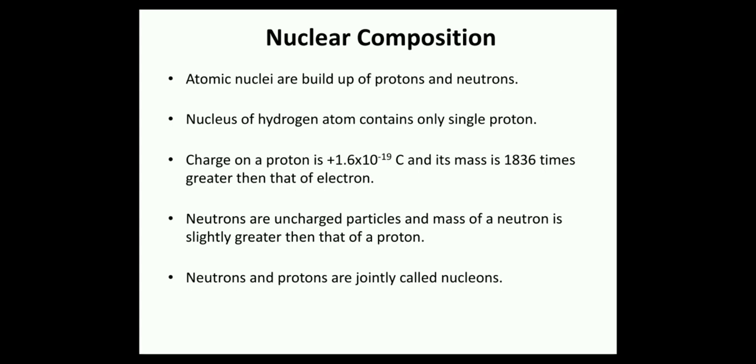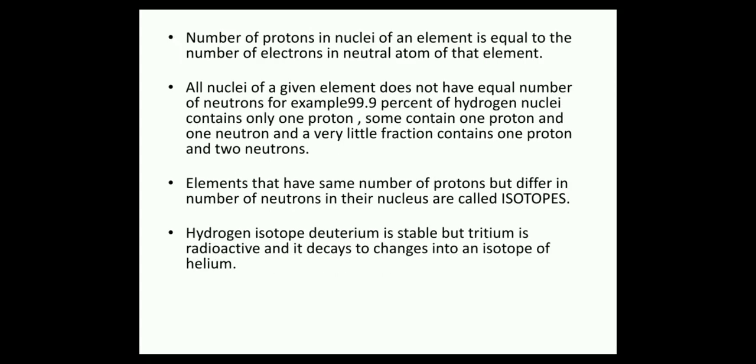Neutrons are uncharged particles, and the mass of a neutron is slightly greater than that of a proton. Neutrons and protons are jointly called nucleons. The number of protons in the nuclei of an element is equal to the number of electrons in a neutral atom of that element. All nuclei of a given element do not have an equal number of neutrons.